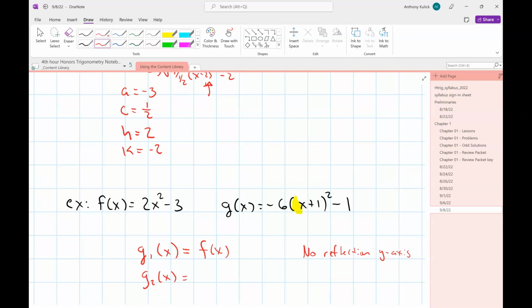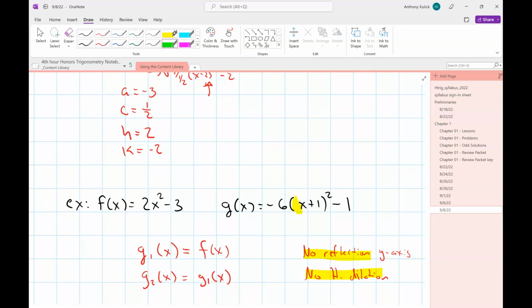The next thing we do is we look for horizontal dilations. Again, no coefficient on the x. So nothing happened. Everybody's okay there? Okay. So that's all coming from just my observation that there's no coefficient on the x.